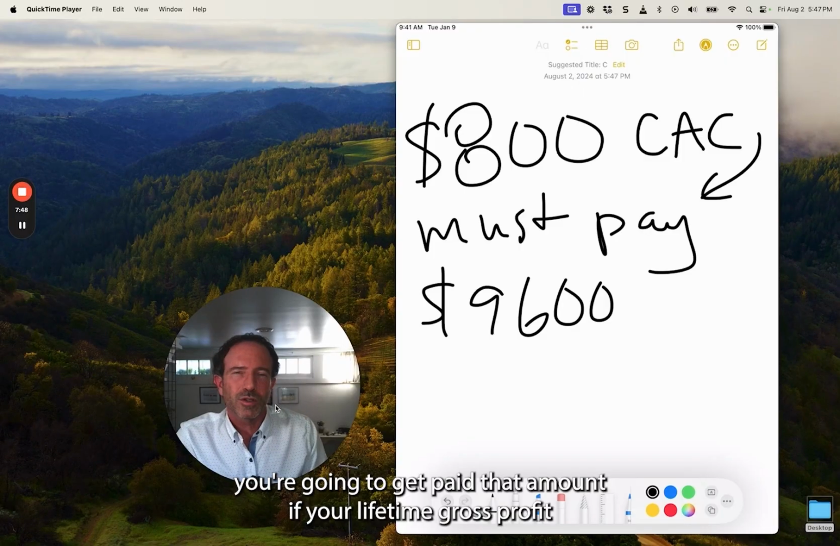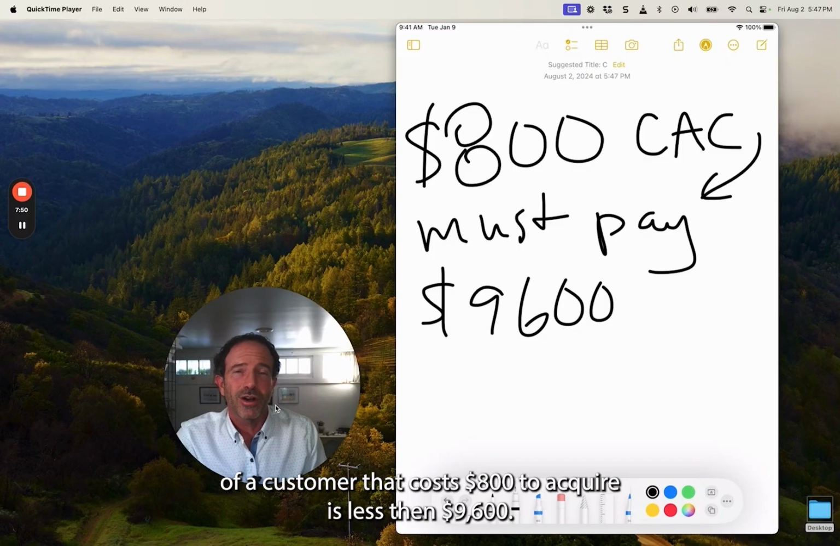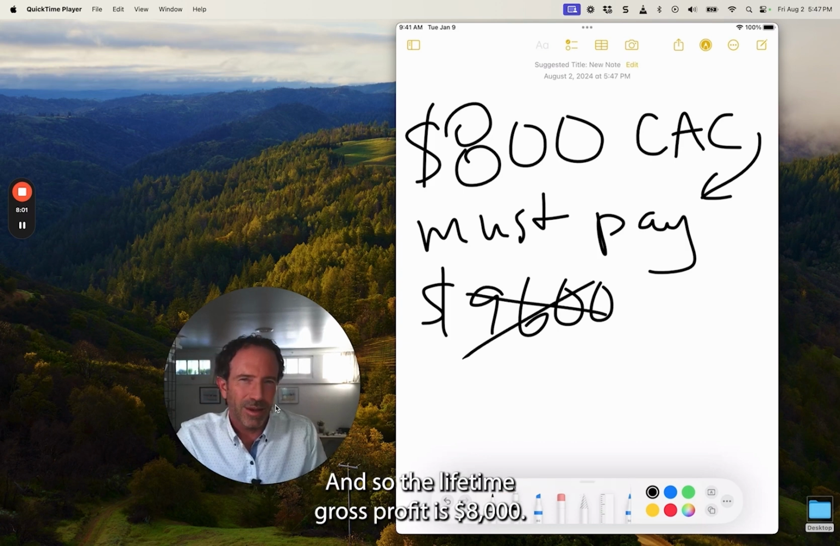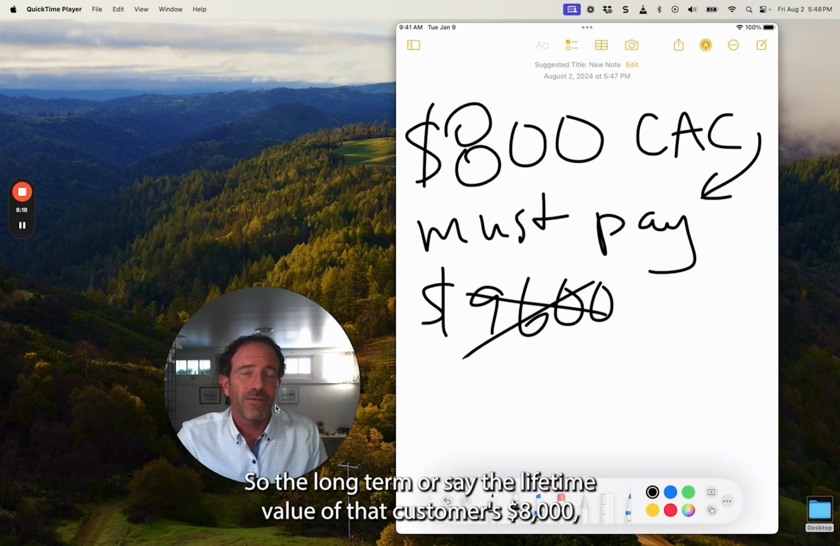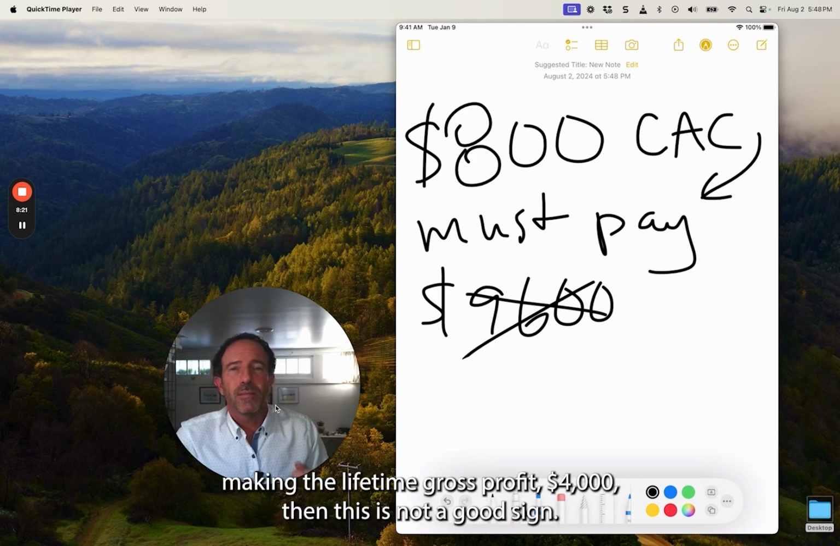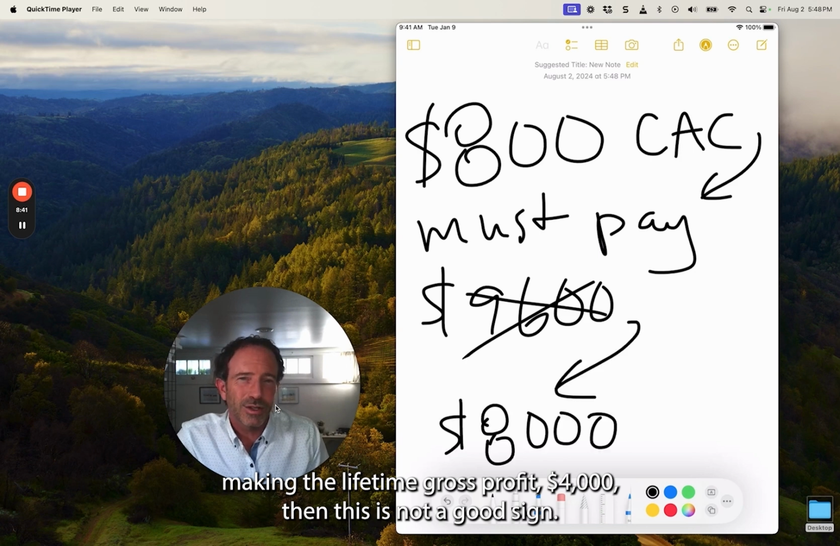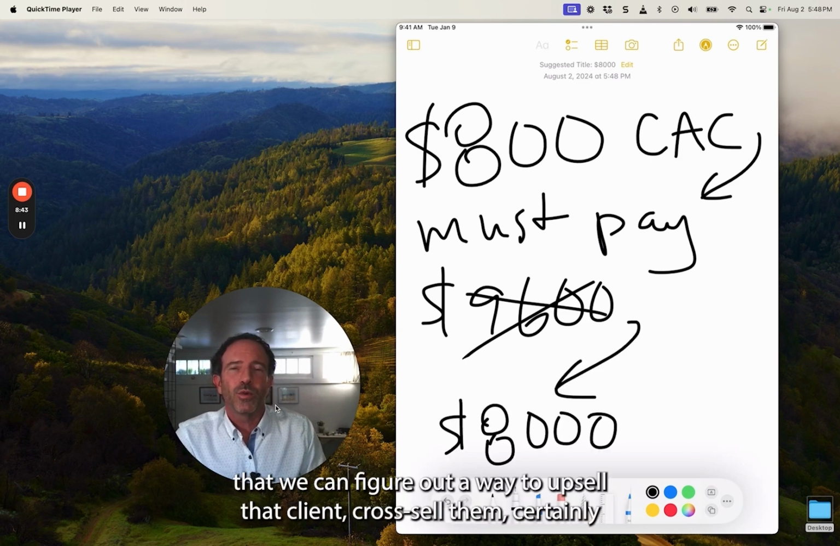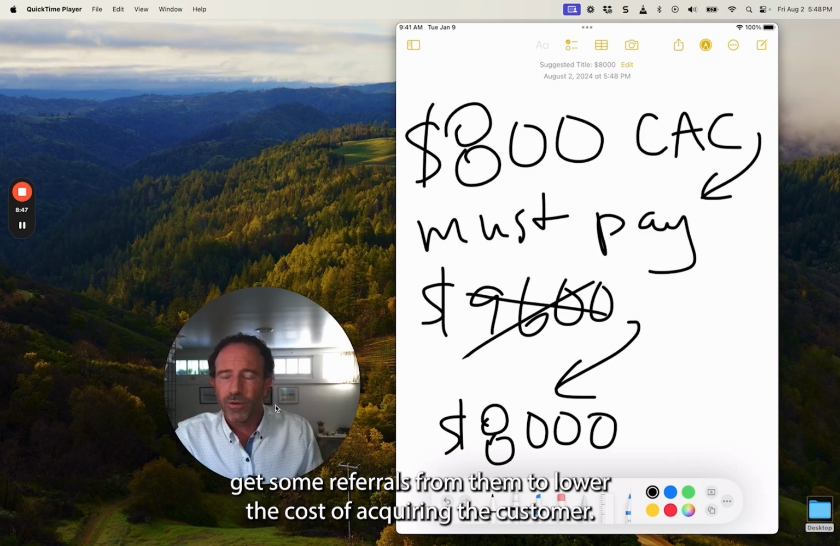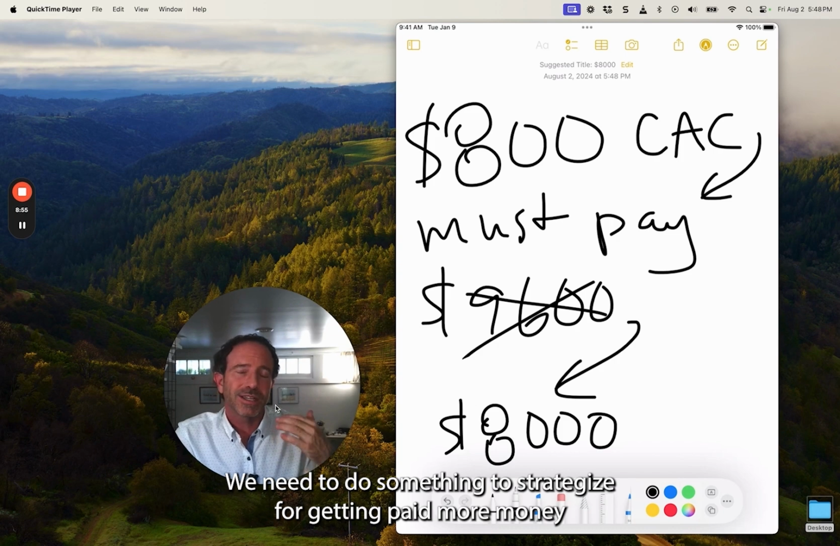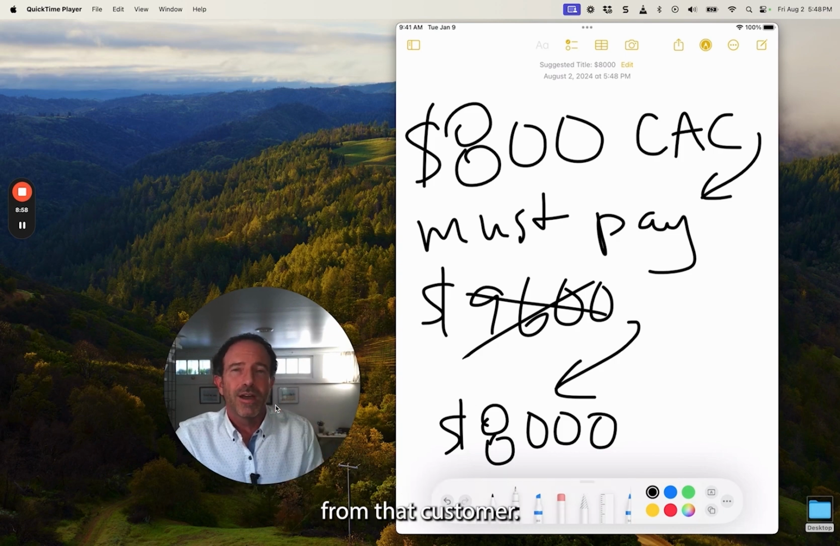If the lifetime gross profit of a customer that costs $800 to acquire is less than what's needed, say the lifetime value of that customer is $8,000, making the lifetime gross profit $4,000, then this is not a good sign. This is bad. We want to make sure that we can figure out a way to upsell that client, cross-sell them, and certainly get some referrals from them to lower the cost of acquiring the customer. We need to do something to strategize for getting paid more money from that customer.